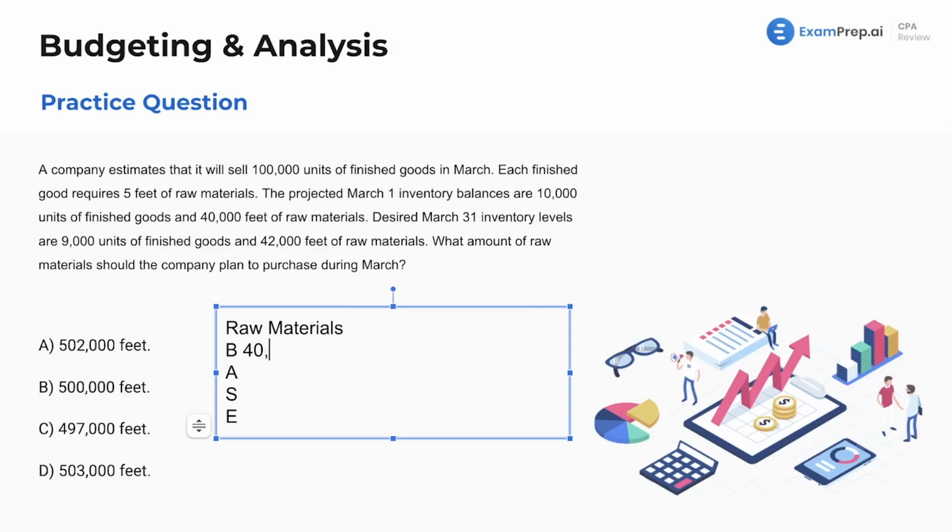So 40,000 of raw materials for beginning, and then plus 10,000 units of finished goods times, well, how many feet of raw materials? 5 feet of raw materials. 5 times 10 gives us 50,000. So now we have a total beginning of 90,000.